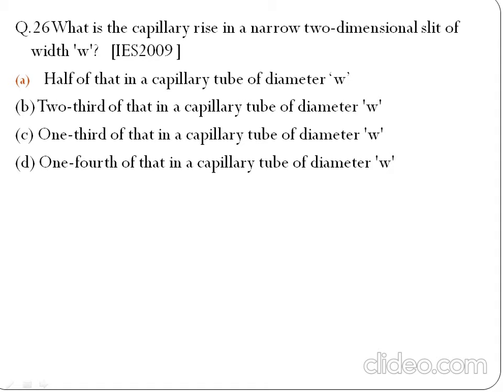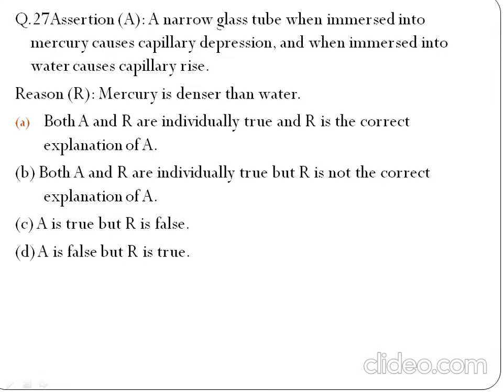Question 27. Assertion: a narrow glass tube when immersed into mercury causes capillary depression, and when immersed into water causes capillary rise. Reason: mercury is denser than water. So correct answer is option B. Cause of capillary depression: adhesion is less than cohesion. The wetting tendency is less and angle of contact is high.